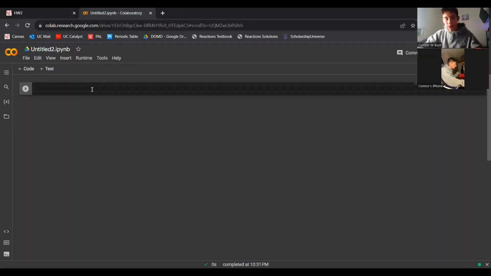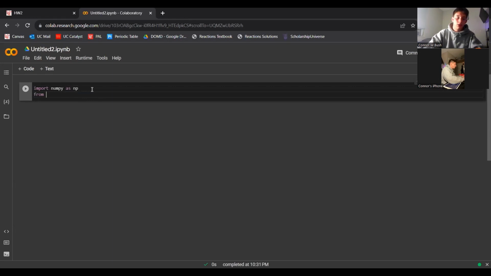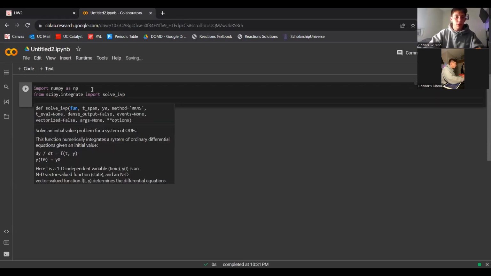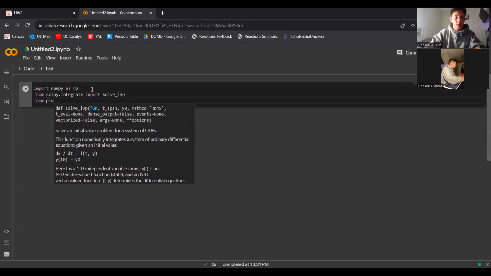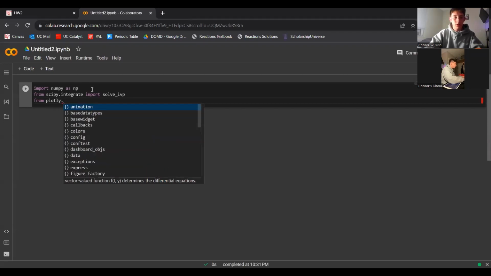So first, we're going to have to initialize some of our libraries. And then that's NumPy, that's our mathematical tool. To import solve IVP, that's going to be our numerical solver. And then this is for our plotting.